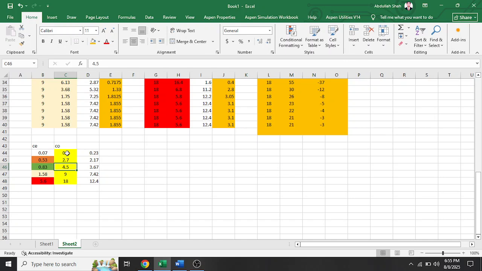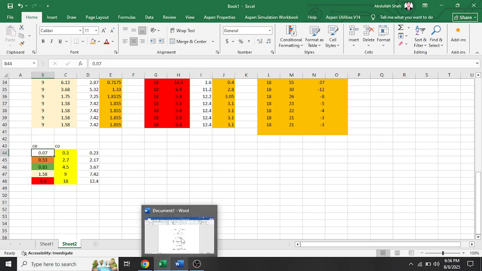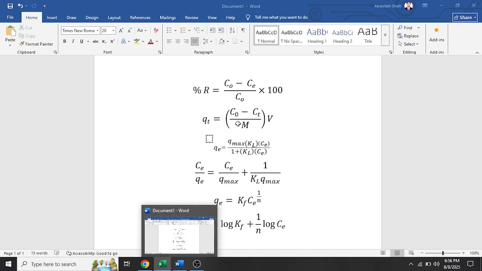So these are the C naught values of every experiment. C naught for the first experiment is this one. The equilibrium concentration for the first experiment is this one. In order to get the CE, you will perform one experiment for C naught and CE, a second experiment for C naught and CE, and so on. You will perform experiments in order to get C naught and CE values. Once you obtain C naught and CE, you will get C naught minus CE, and from this C naught minus CE, into V by M.